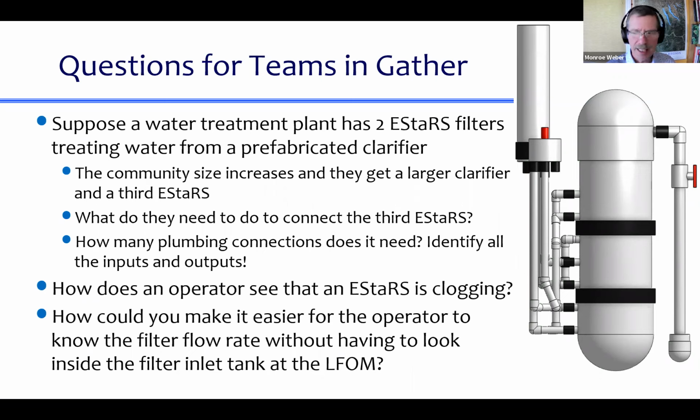And how might you make it easier for the operator to know the filter flow rate without having to look inside the filter inlet tank at the LFOM? So the LFOM is hiding inside this tank. How could you make it easier for the operator to know what the flow rate is?